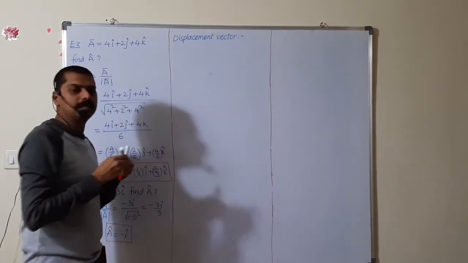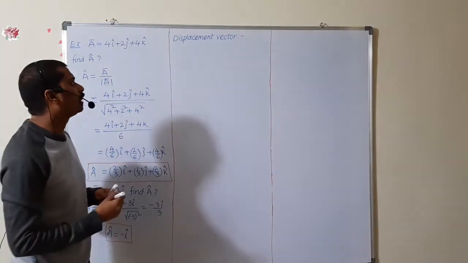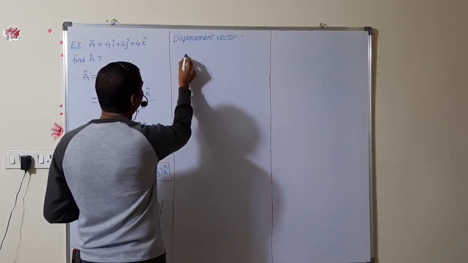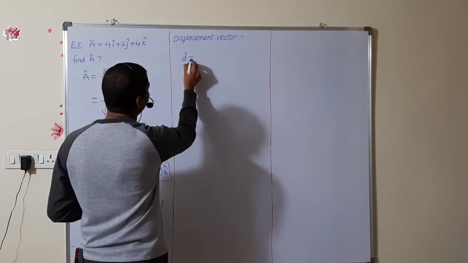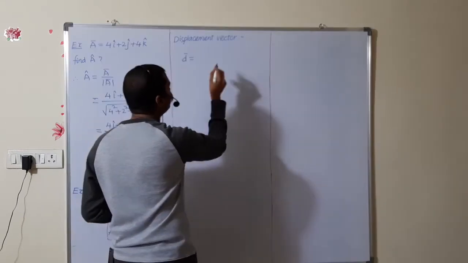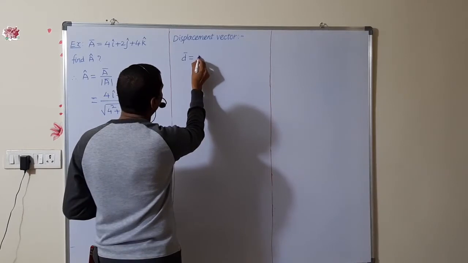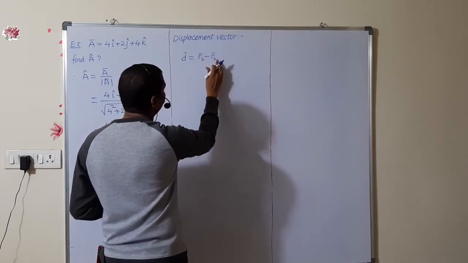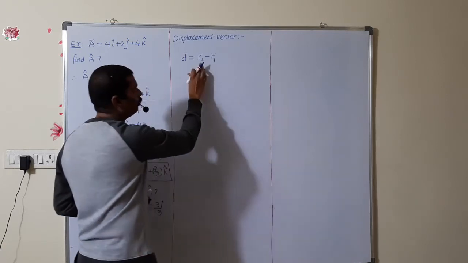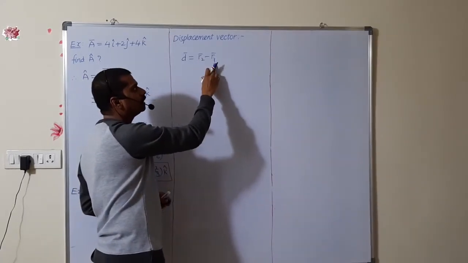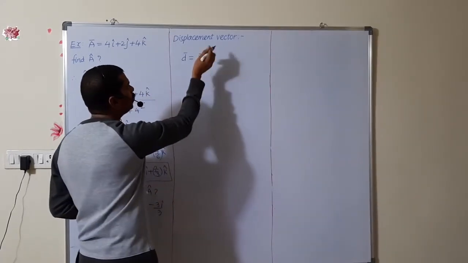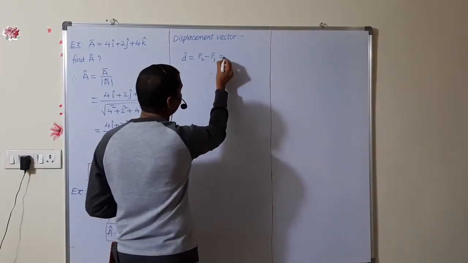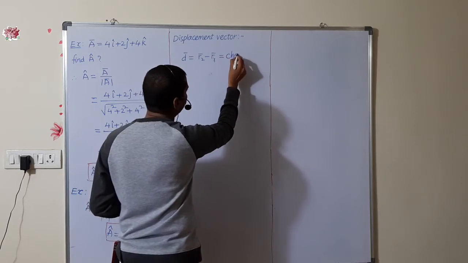Displacement vector. What is a displacement vector? Here the displacement vector, now I am representing d. D is equals to, how we can write it, change in position. We can write r2 vector minus r1 vector. r2 is the final position, r1 is the initial position. Here this represents the change in position.